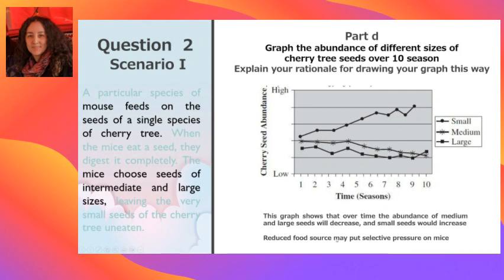And just a fun thing to note here, we're having a reduction in those large and intermediate seeds, which is the food source for these mice. So it is possible that the reduction in those sizes of seeds could end up putting selective pressure on the mice due to availability of resources. So that's just a fun note.